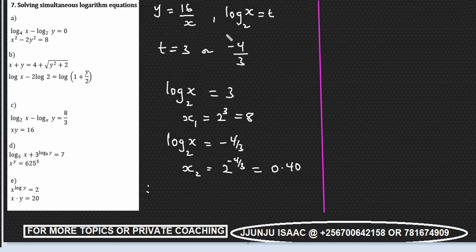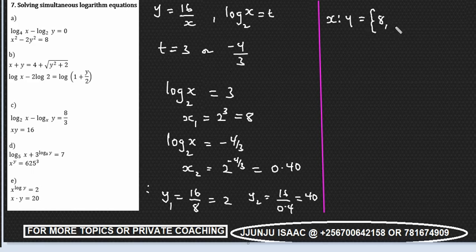So now, since we know our value of x, we shall see that y is equal to 16 over x. For x we have 8, so that is 16 over 8, which is 2. That is y1, and y2 will be equal to 16 over 0.4, which is giving us 40 approximately. So the solution for the values of x, the first one is going to be 8 to 2. Then we also have 0.4 to 40.